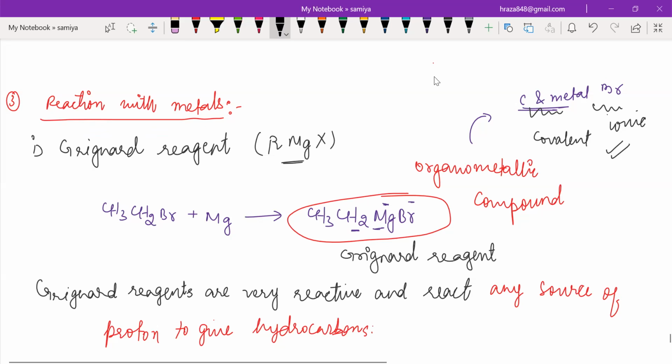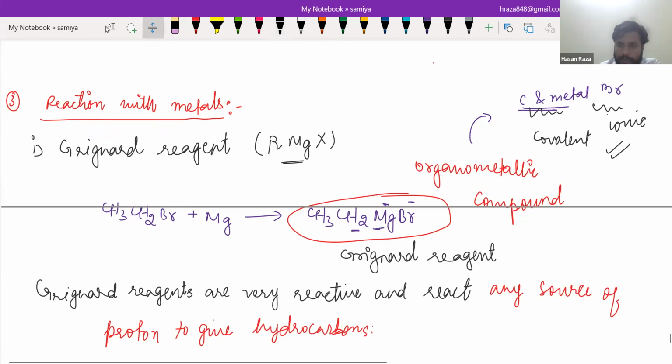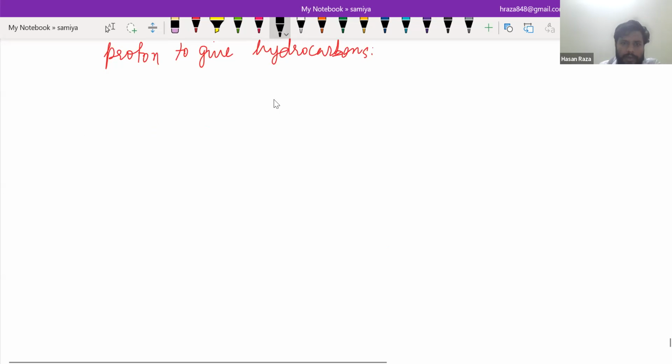Yes, sir. Done. Very good. So now I'm going to give you the reaction. First of all, we are going to discuss this RMgX. As you know, this metal is electropositive in nature, because it can easily donate its electron, or we can compare by their electronegativity. Since non-metals are more electronegative, the metal is electropositive, so it will have delta positive and this will have delta negative charge. That's why they are very reactive.